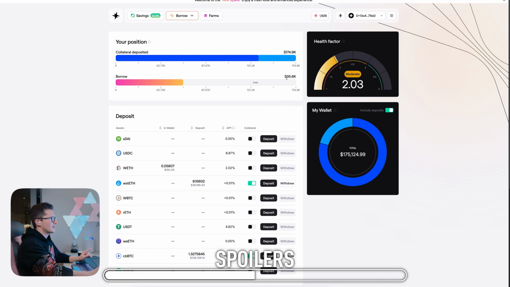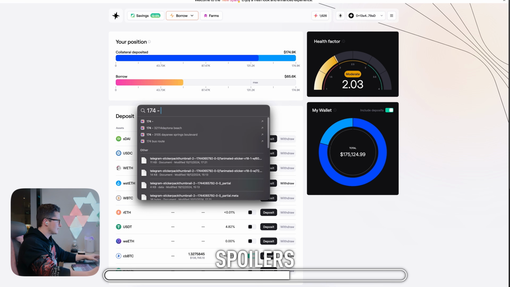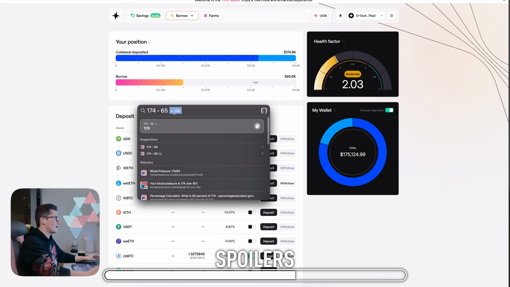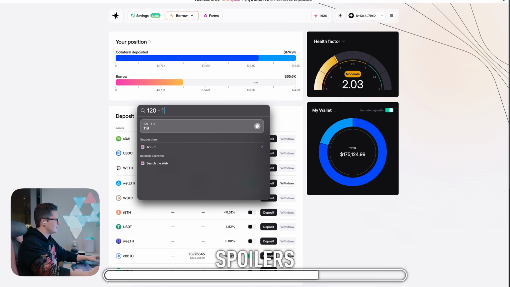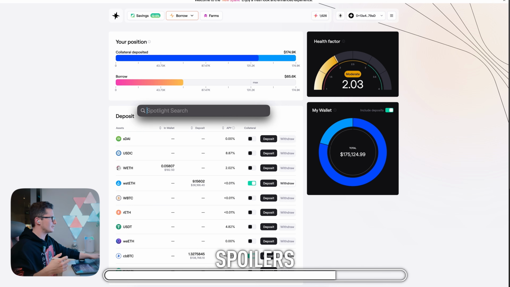The real example here, that's how I bought the car actually. My collateral was $120,000, and I borrowed 60K in stablecoins. So right now I do have 174K and 65K debt. If we calculate the difference, 174 minus 65, we have 109. So actually my car cost me not 60K, my car cost me 120 minus 109, 11K. So I bought a car 6 times cheaper. That's a thing. That's why we need to use the lending protocols.